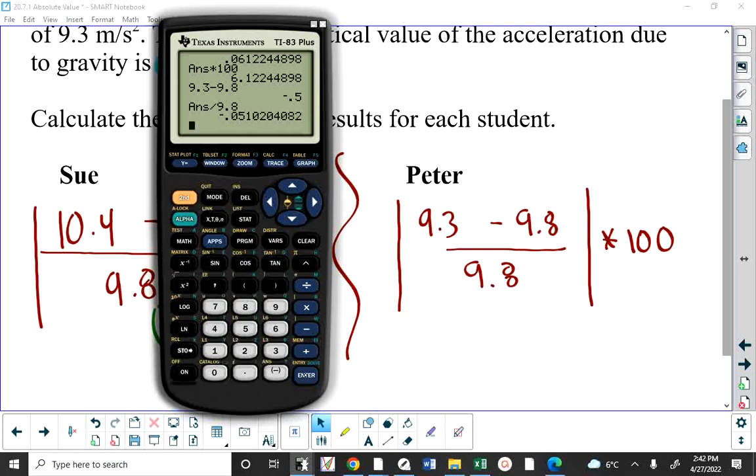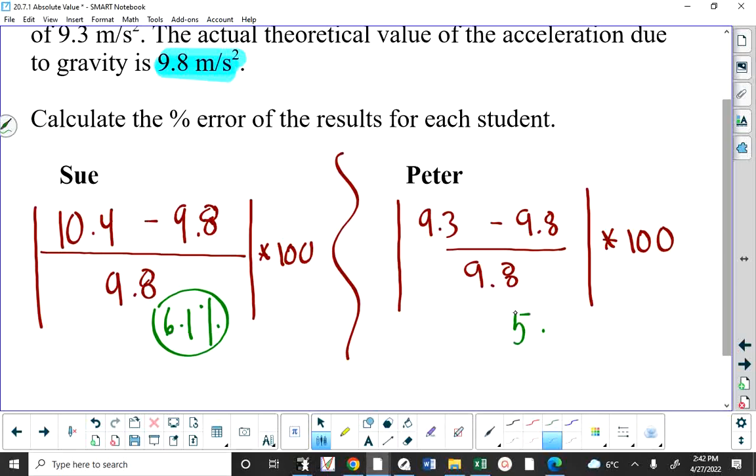Times it by -1. This is what I was talking about earlier when I said the absolute value of x is negative x if x is negative. Here's the absolute value of this number. It's going to be negative of that number to get the absolute value. Then I multiply by 100 and I get 5.1%. Now I have one last thing to discuss with you, and then I will let you get started on your assignment.